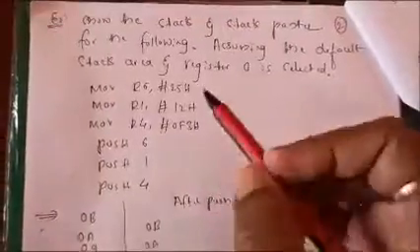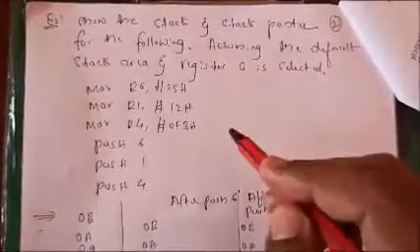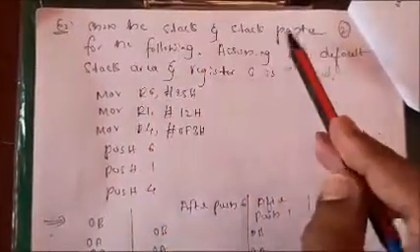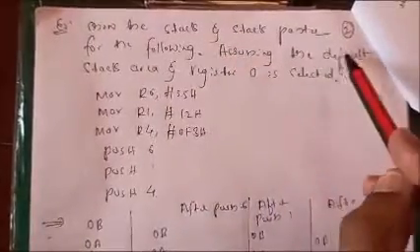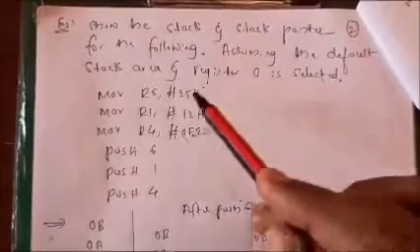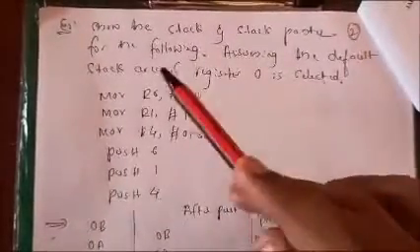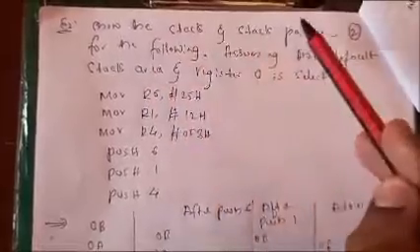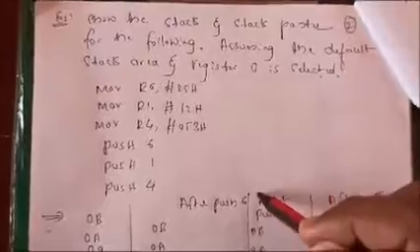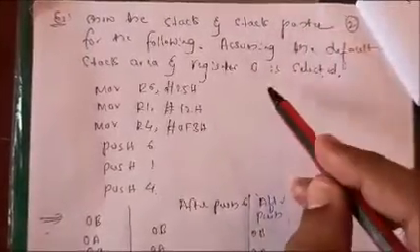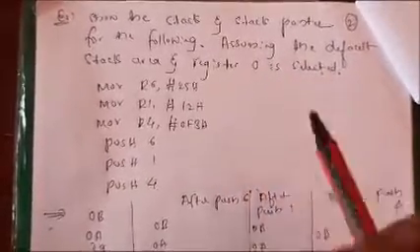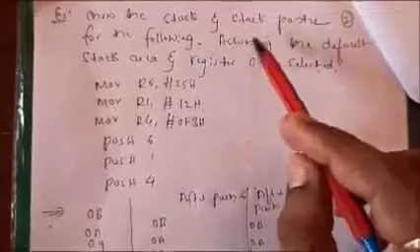So here I can give one example. In the exam also they will give this type of example. Show the stack and stack pointer for the following. Assume the default stack area and register bank 0 is selected. He has given one program and is asking to show the stack and stack pointer. Stack means you need to show the content of the stack, and stack pointer means when you show the content of the stack, what the respective stack pointer value will be.